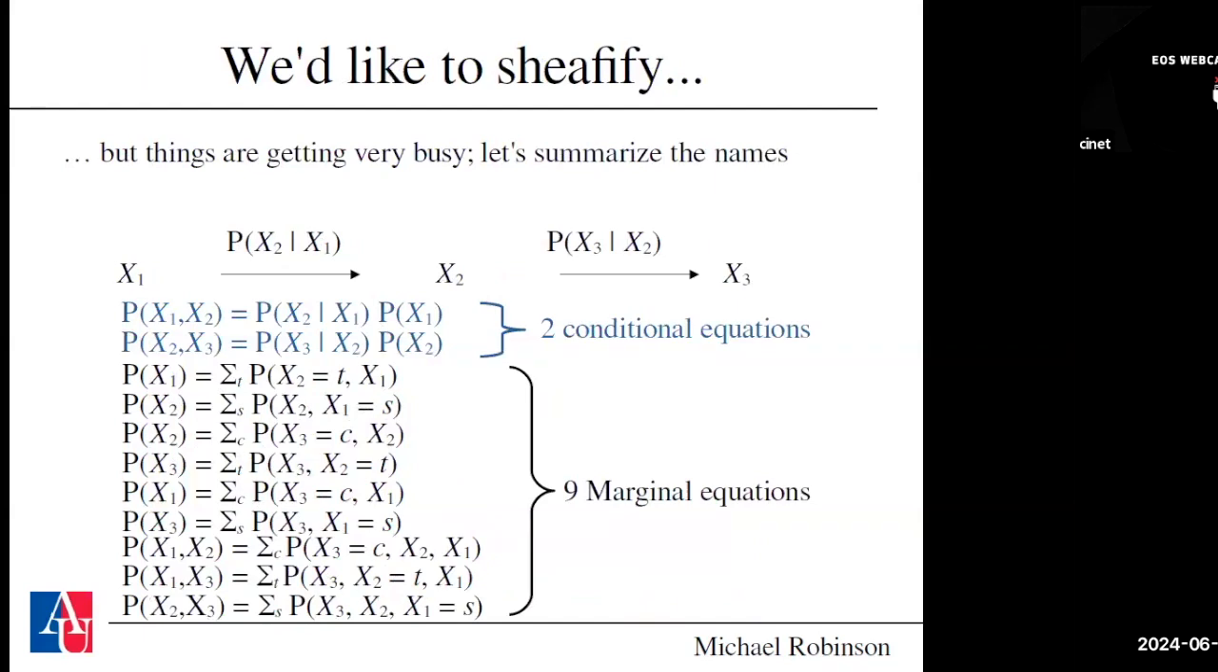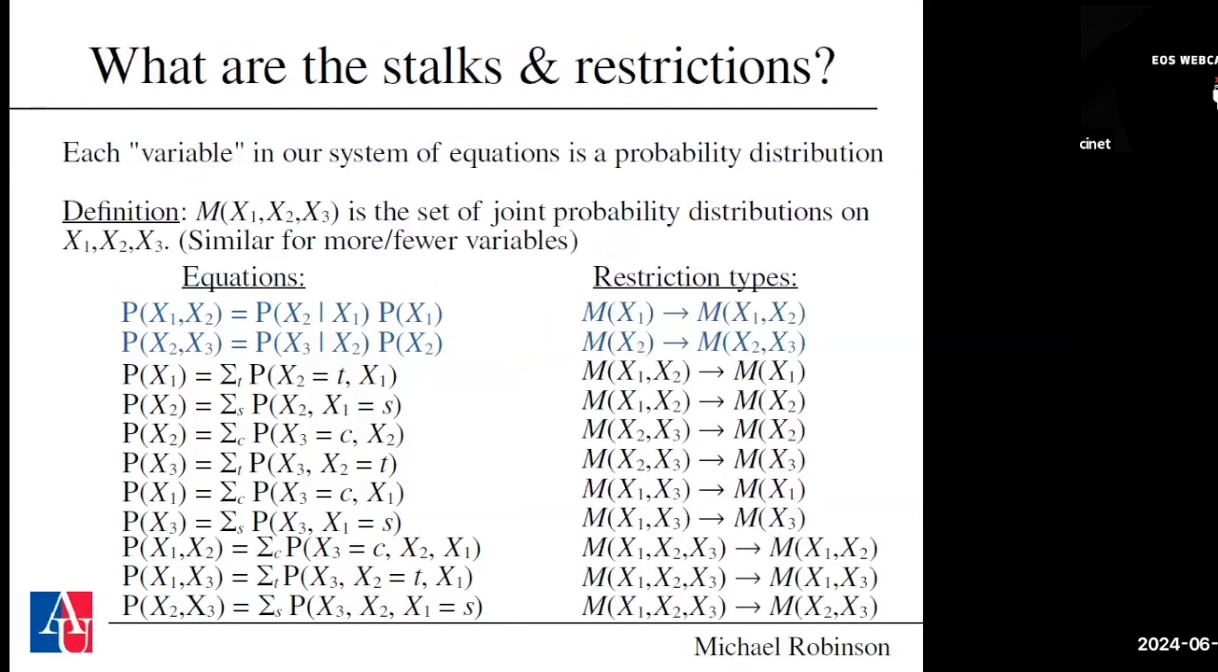So if I want to sheafify, the things are already getting kind of busy with the names, so I'm going to summarize the names. X is here. So there's 2 conditional equations, 9 marginal equations, and basically we run the same recipe that the theorem says we do.